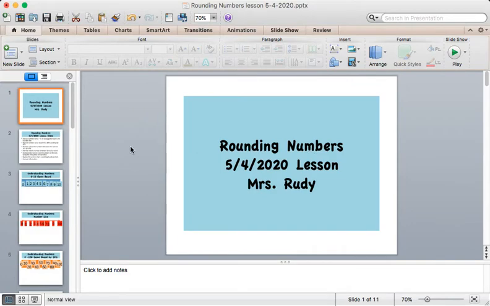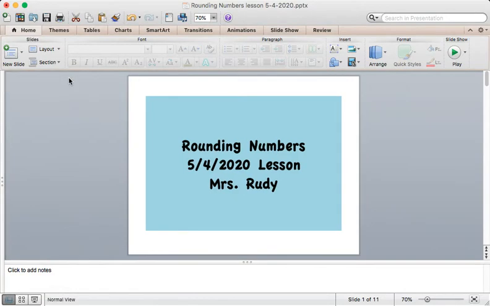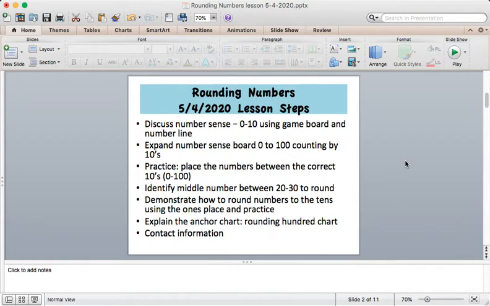Today we're going to work on rounding numbers. What I want you to be prepared to do is understand what we're doing as far as rounding our numbers. Rounding our numbers, lesson steps. First, we're going to discuss the number sense from 0 to 10 using a game board and then a number line. We're then going to expand our number sense board to 100, counting by tens. We're going to practice placing the numbers between the correct tens, between 1 and 100. We're then going to identify the middle number between 20 and 30 to start preparing to round.